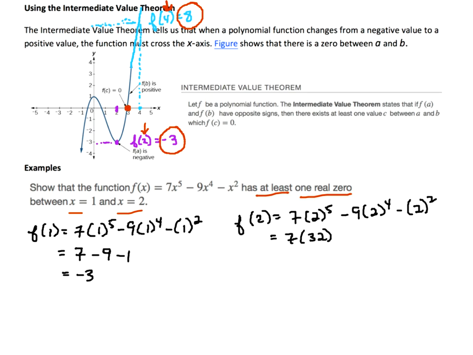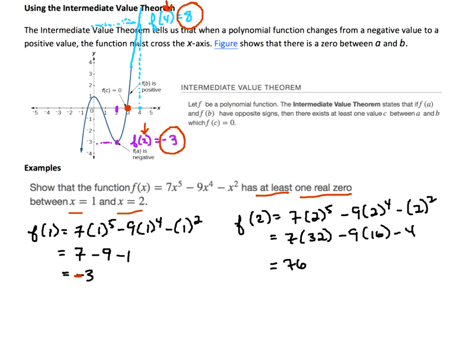Yeah, I'm going to need to get my calculator. So this is 7 times 32 minus 9 times 16 minus 4. Give me 2 seconds. It's right here. Okay, so 7 times 32 minus 9 times 16 minus 4, and I get positive 76.